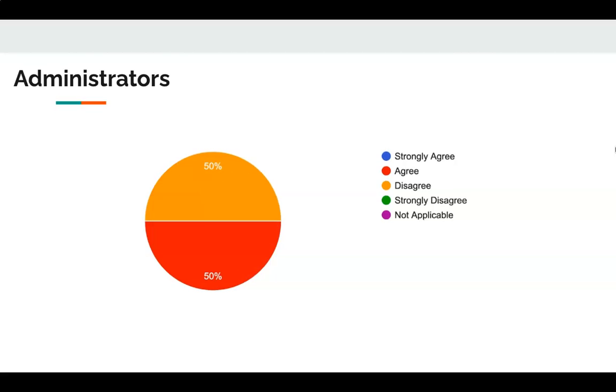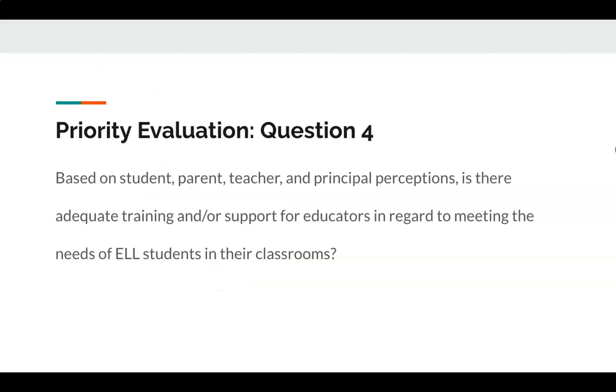And then we have a split on our principals as well with our administrators. So 50% of them said that they agreed that they were satisfied with the curriculum, but then the other 50% said they were not, and really trying to figure out between the teachers and the administrators, what are those pitfalls so maybe we can remedy the issues that they are seeing in the curriculum.